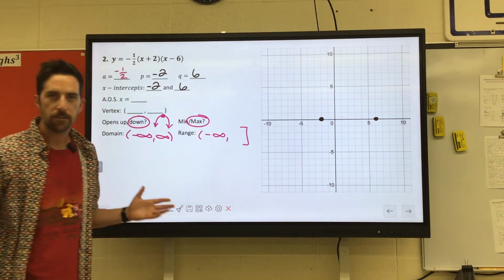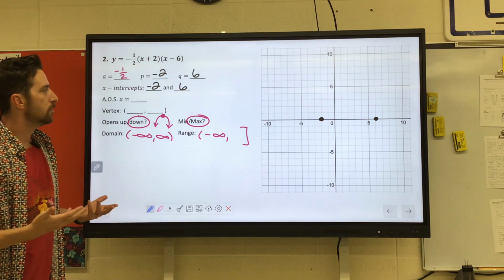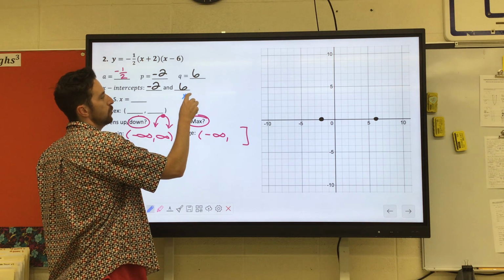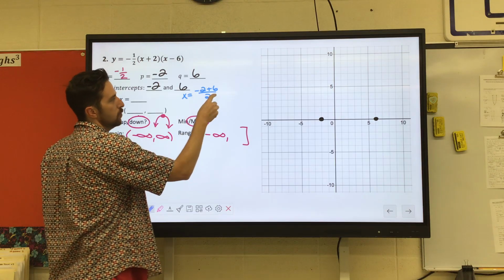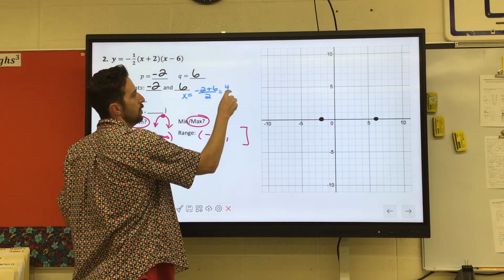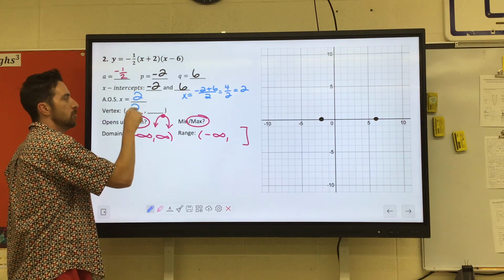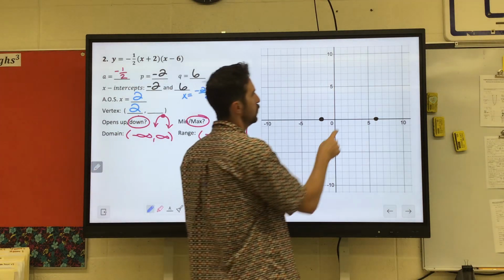Now, you're smart. You could probably find the middle of those points. But I do want to practice if it is something that you just can't easily find the middle of. So we're going to add them together and divide by 2. Negative 2 plus 6 is 4. Divided by 2 is 2. So that'll be our axis of symmetry and also the x-coordinate of our vertex. Positive 2.